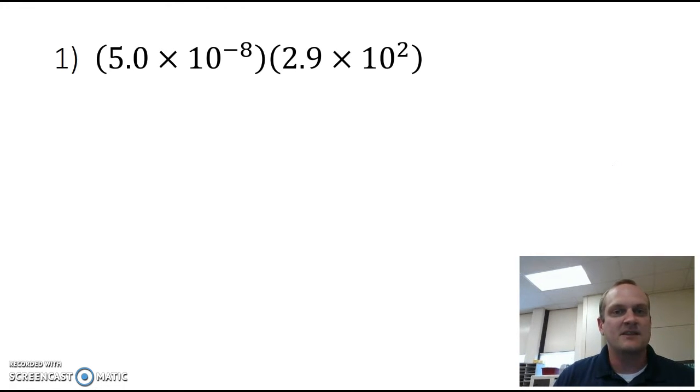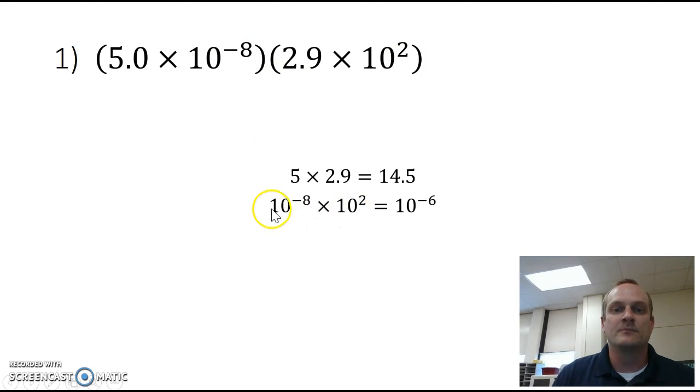It was 5 times 10 to the negative 8 times 2.9 times 10 to the 2. First, we need to take the 5 and the 2.9 and we'll multiply those together. So 5 times 2.9 gives me 14.5. Now the 10 raised to the negative 8 and 10 raised to the 2, I need to multiply those together. And we use the law of exponents, so negative 8 plus 2 gives me a negative 6. Then I put these together, so 14.5 times 10 to the negative 6.